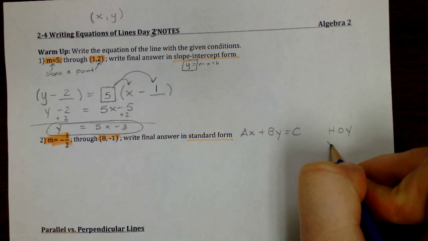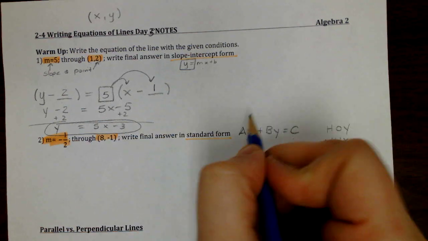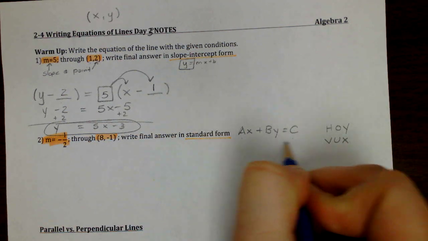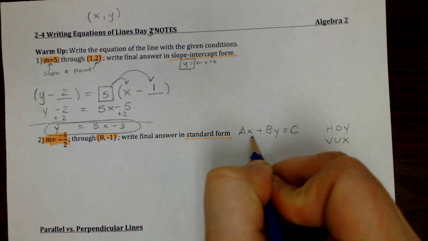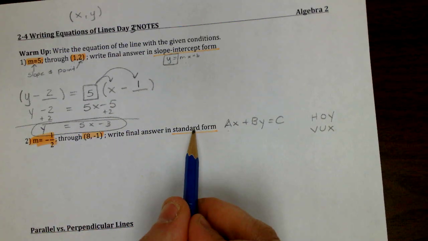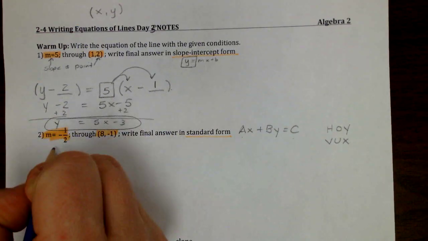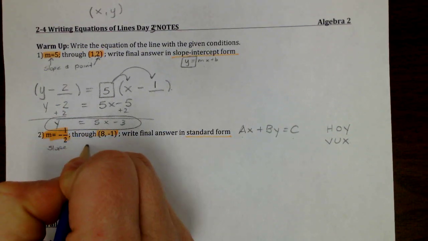Okay? Don't forget we also talked about the occurrence. We could have a hoy. We could have a vux. These are outside of standard form. A has to be positive in standard form. And we want no fractions. So as I go to do my next problem in standard form, I'm going to write out, this is again, my slope and a point.